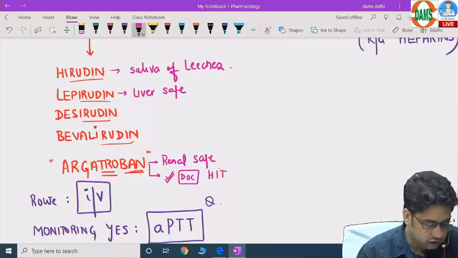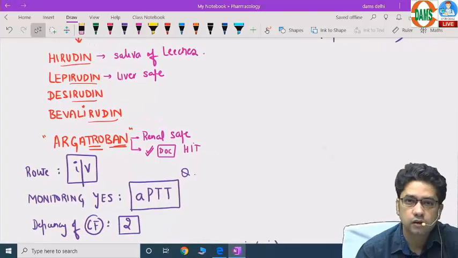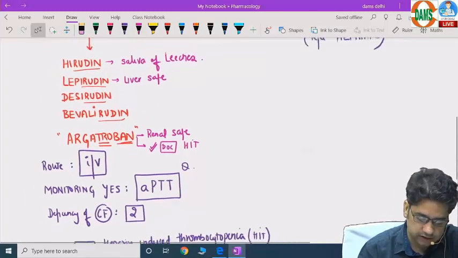Yes, thrombin is active form of prothrombin. Yes बच्चों, so it is factor 2. You are absolutely right, Rajni ji. I hope you have understood this concept.